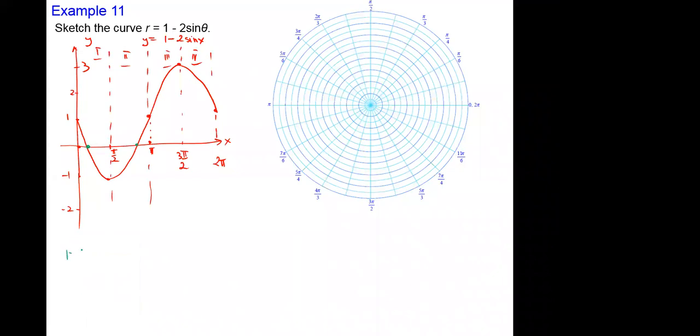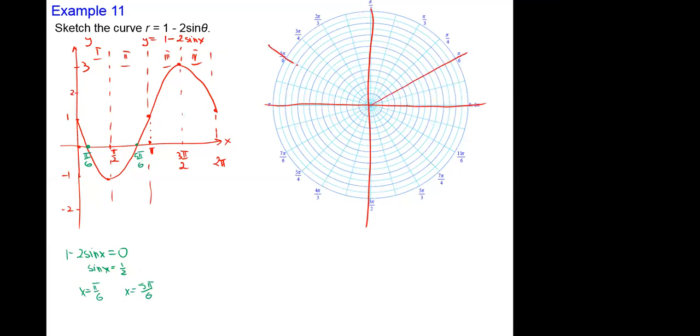That means the function 1 minus 2 sine of x must be 0. Then sine of x is half. Sine for what angle is half? For pi/6 and 5pi/6. Pi/6, 5pi/6. Okay. What do we need? We definitely need, as always, 0 and 90. I mean 0, 180, 90, 270. And I need this and this because this will be 0.